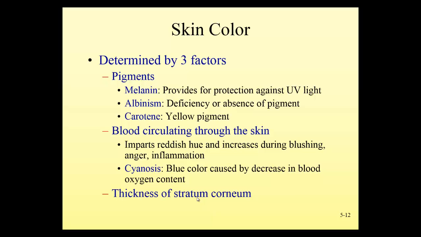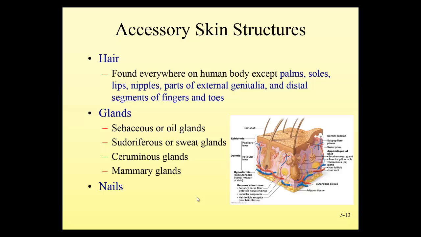Other accessory structures we see in the skin include the hair, glands, and nails. The hair we see everywhere except for the areas listed here. Well, you can just read that on your own.